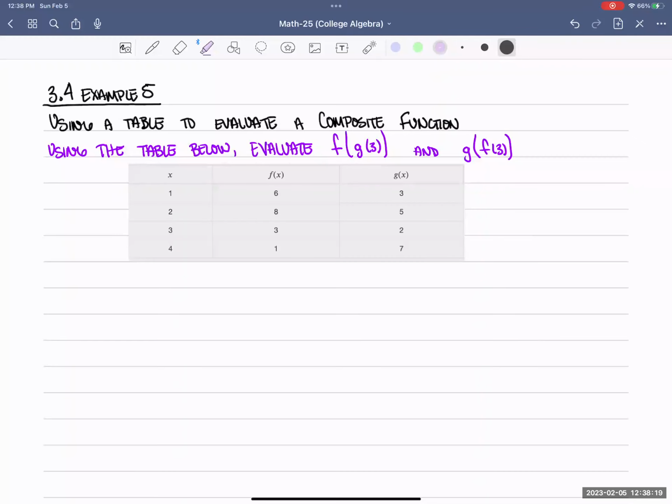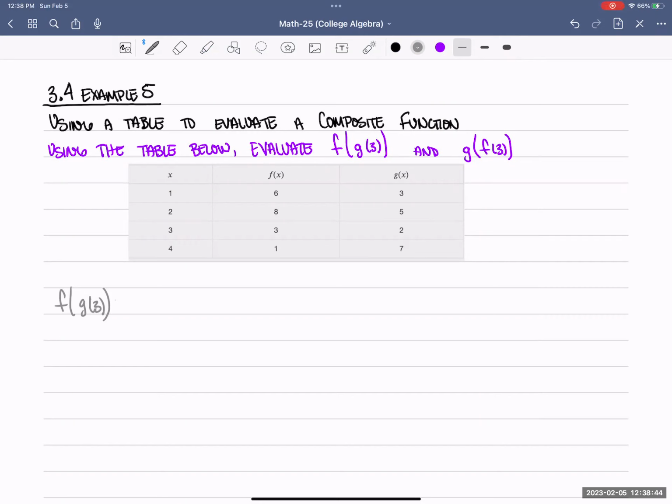Section 3.4, example 5, using a table to evaluate a composite function. Using the table below, evaluate f of g of 3 and g of f of 3. So let's start with that first one, f of g of 3. In order to compute, we have to work with the inside and move our way outward.